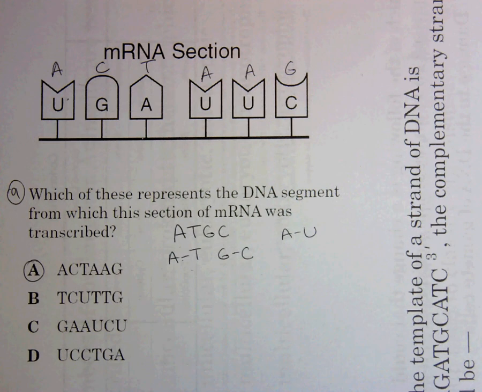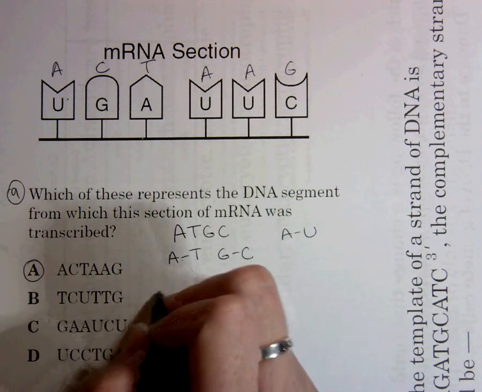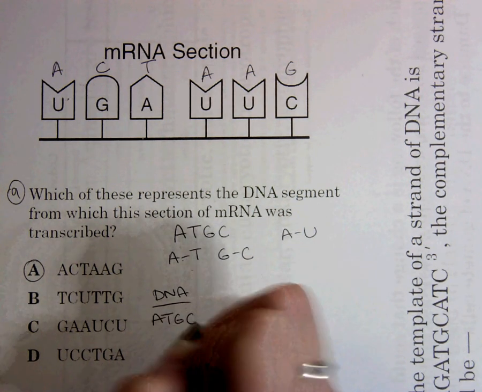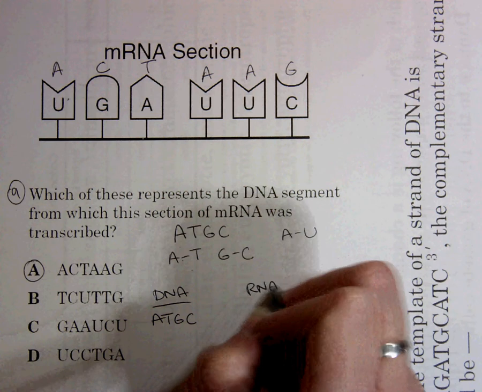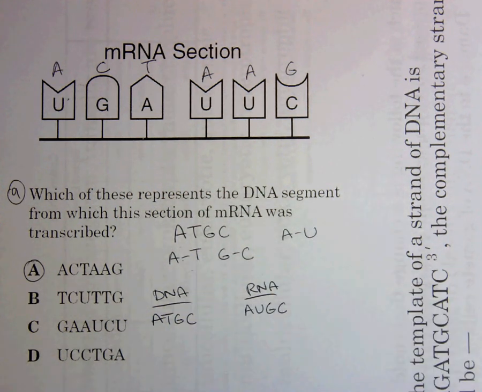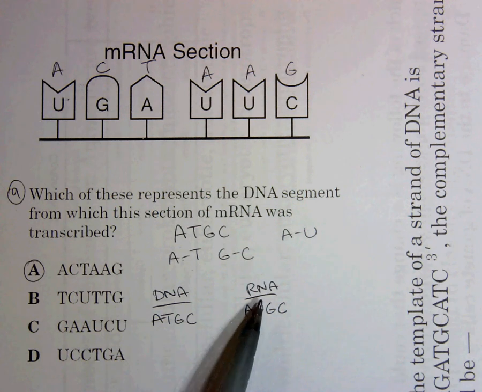Now, even if I couldn't remember what pairs up with what, if I can remember that DNA only has A's, T's, G's, and C's in it, and RNA is a code made up of A's, U's, G's, and C's, I can look at this and go, hey, DNA has these letters, RNA has these letters. The difference is the T and the U. If there's a U in it, it's an RNA code, not a DNA code.